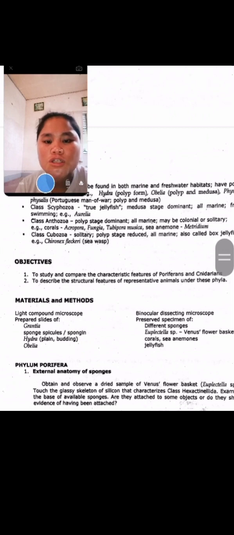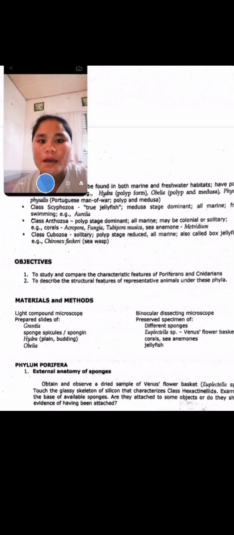So, the objectives are to study and compare the characteristics of poriferans and cnidarians, and to describe the structure and features of representative animals under these phyla. Materials and methods: a microscope.